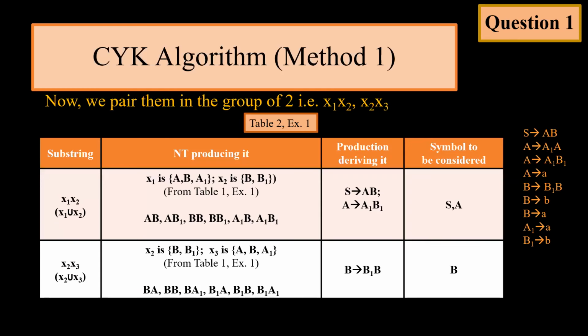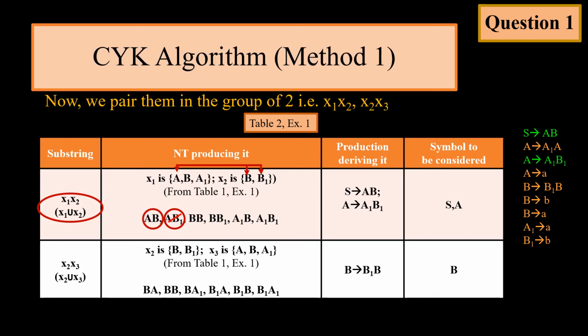Now we will group them in pairs of 2. So we will have x1, x2 and x2, x3. If we consider x1, x2, this is basically a combination of all the symbols which were produced in x1 in concatenation with all the symbols which were produced in x2. So in x1 we have capital A, capital B, A1, and in x2 we have B, B1. If we join these two, the combinations we get will be AB, AB1. From B we will get BB and BB1. Then from A1 we will get A1B and A1B1.